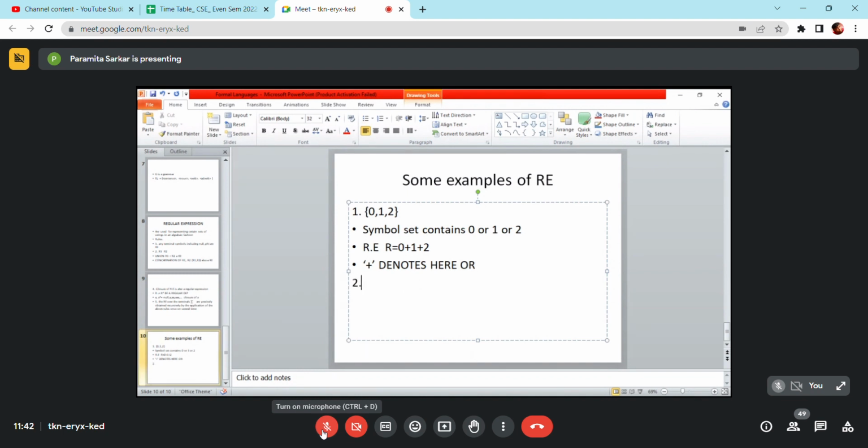Now number two, another example, the set of null. Here there is no symbol like null. I'm writing, okay, so I write null.